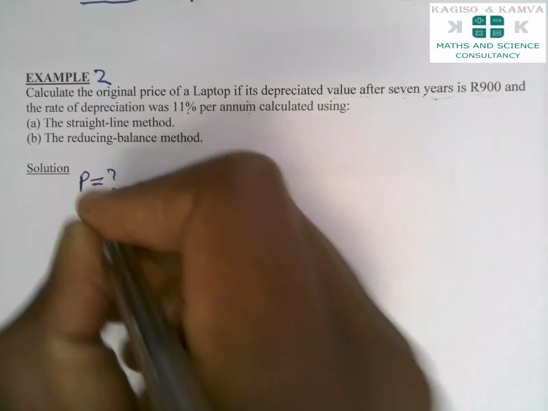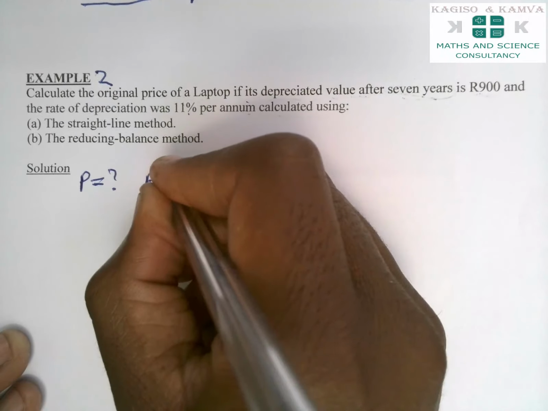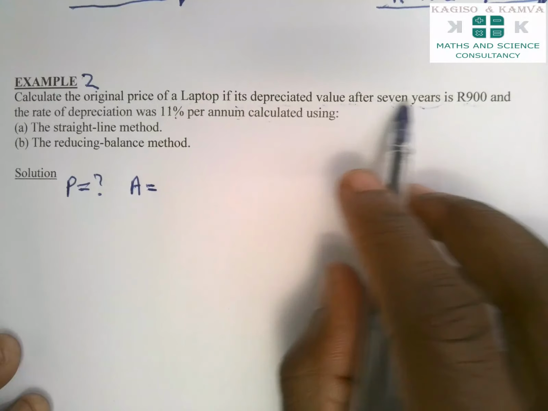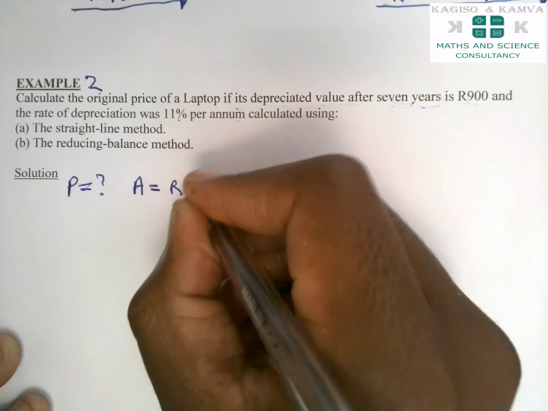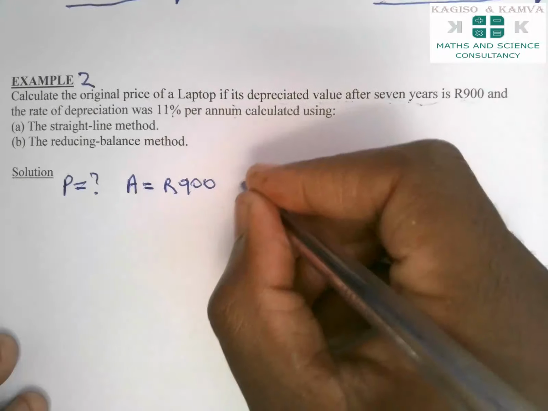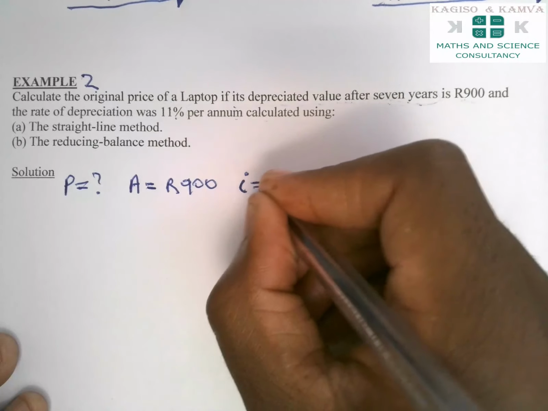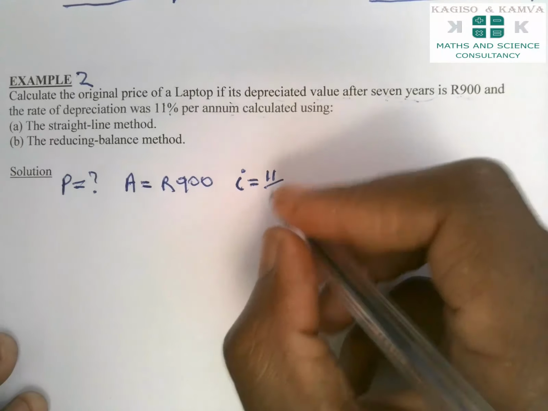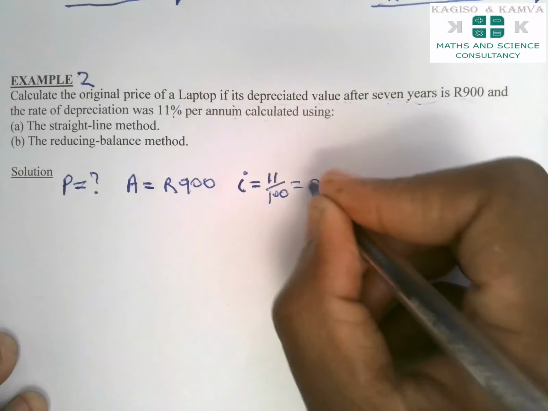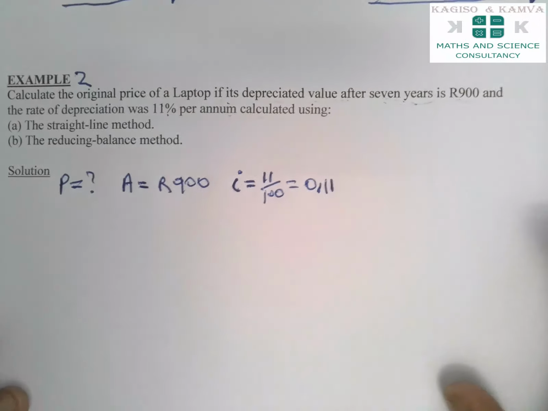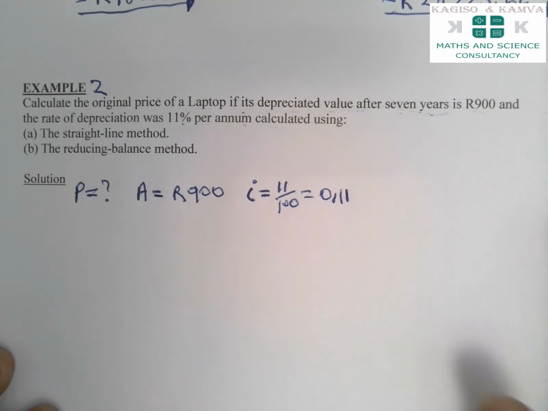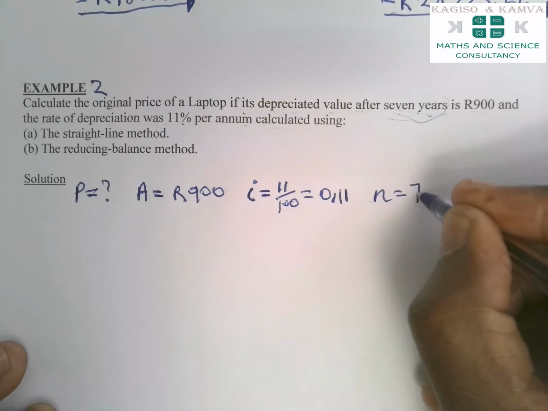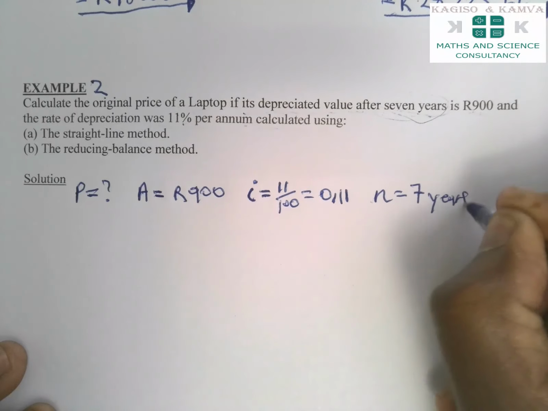We do not know P, but we know A, which is the book value. Its depreciated value after 7 years is 900. The interest rate is 11 over 100, which is 0,11 in decimals, and we know that the period is 7 years, so n is equal to 7.